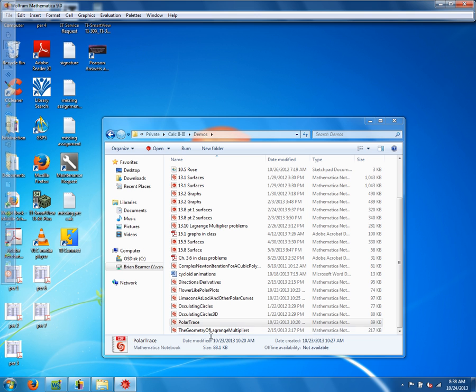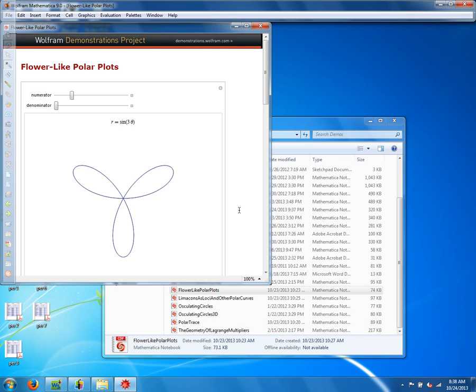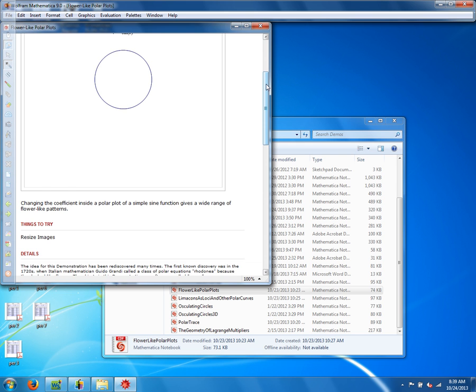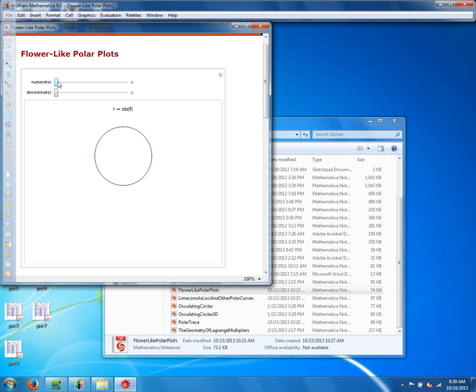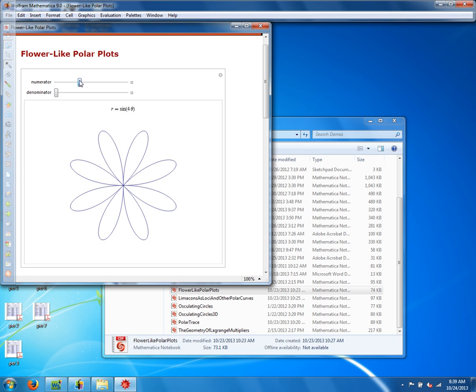Let's see. Polar trace. So they say this is flower-like polar plots. So this is r equals sine theta, and I'm not sure what it means by the numerator and denominator. This isn't the best demonstration, but we'll just pull the sliders and see what happens. Oh, there we go. So sine 2 theta, sine 3 theta, sine 4 theta.